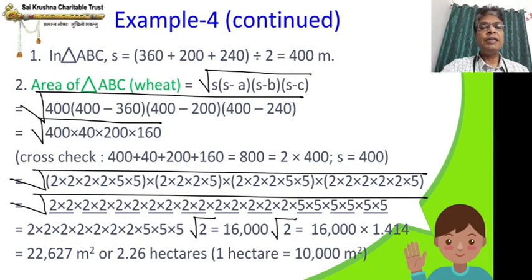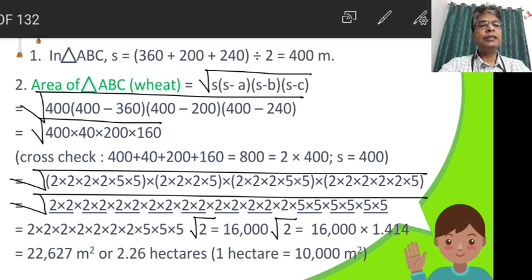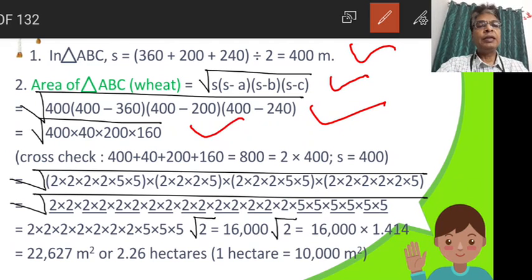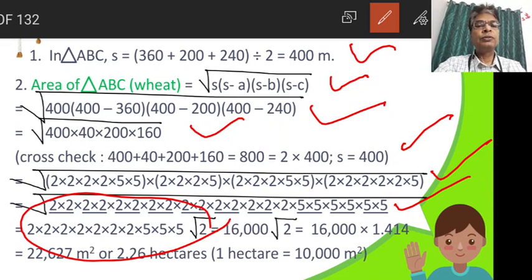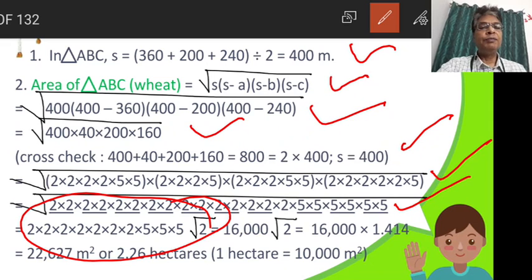This is for triangle ABC, wheat. Same thing, whatever we have discussed in the last 1, 2, 3 examples, same is there. You can see the steps; I'll just put a tick for you to understand. The first step is the perimeter, that is the semi-perimeter S, is found. Next steps: formula, substitution, multiplication, cross-check, factorization, grouping, and then taking the numbers out. You can see, and finally the final answer. I have also multiplied by root 2 as 1.414, so 22,627.